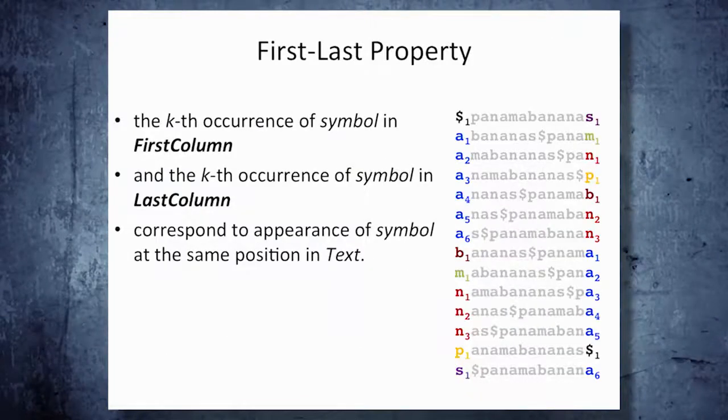And that results in the so-called First-Last Property of the Burrows-Wheeler transform. The k-th occurrence of a symbol in the first column and the k-th occurrence of the same symbol in the last column correspond to the appearance of this symbol at the same position of Text. And it's shown in this string.